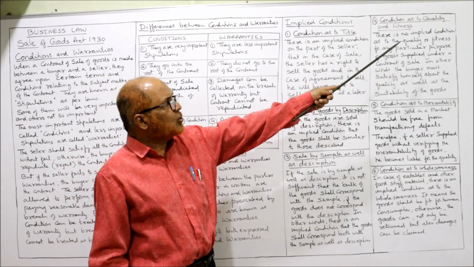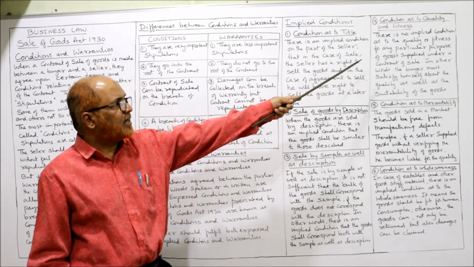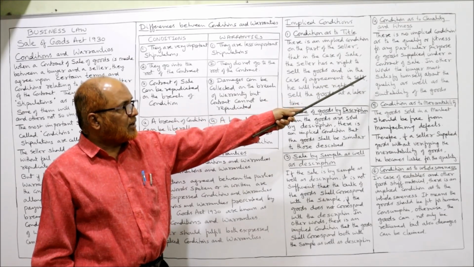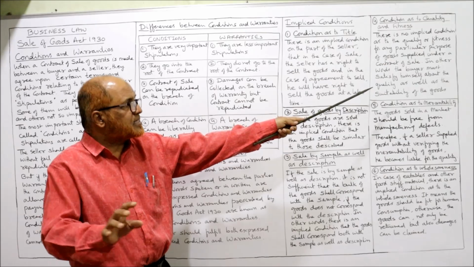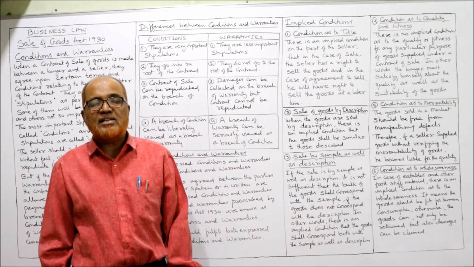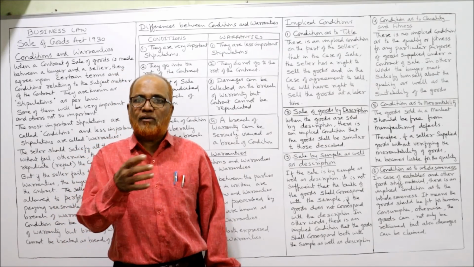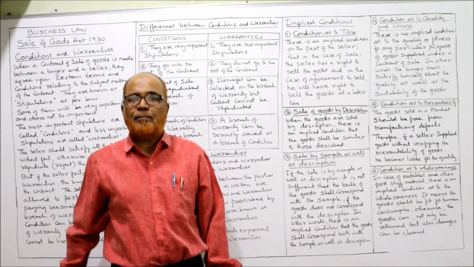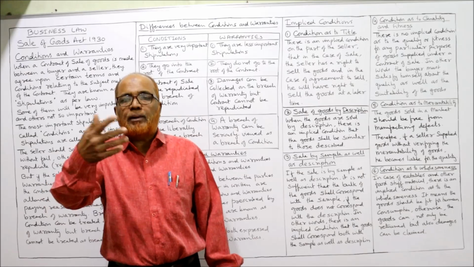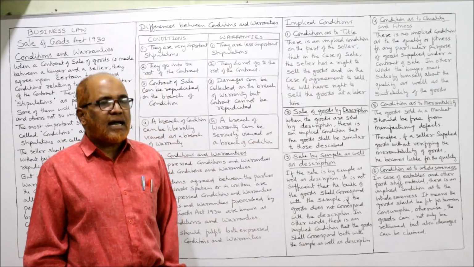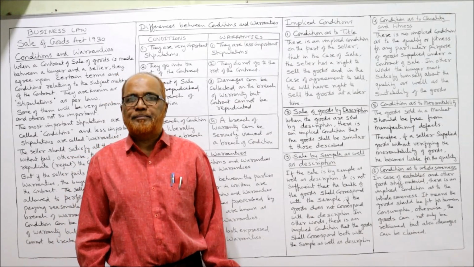So here there is no implied condition as to the quality or fitness for any particular purpose of goods supplied under the contract of sale. In other words, the buyer must satisfy himself about the quality as well as suitability of the goods. So it is not the responsibility of the seller, it is the responsibility of the buyer to decide what type of goods I require for my purpose. Next, condition as to merchantability.